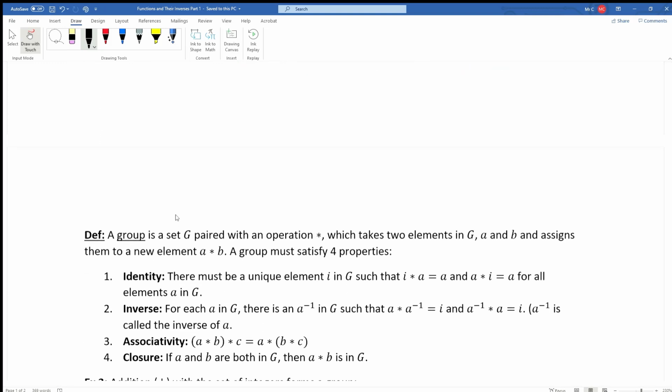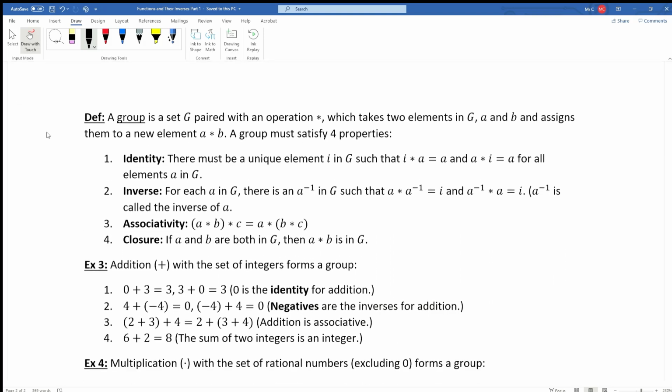Now here we're going to get to a heavy definition. This is a pretty big one and not something that would often be covered in the context of pre-calculus, but I truly believe that understanding this concept at a basic level really will make inverse functions much easier to understand. So what we're going to talk about is a mathematical object called a group. It's a set G, so that's a collection of objects, paired with an operation, star. We don't know what operation it is, we'll just call it star, which takes two elements in G, A and B, and assigns them to a new element, A star B. And a group must satisfy four properties.